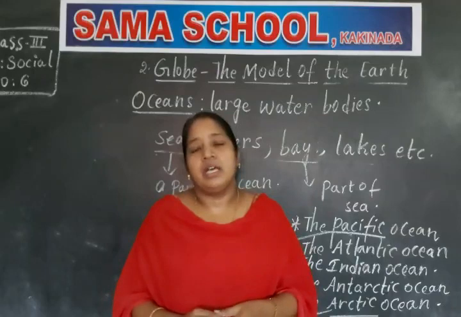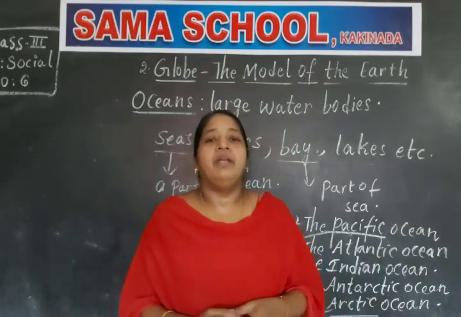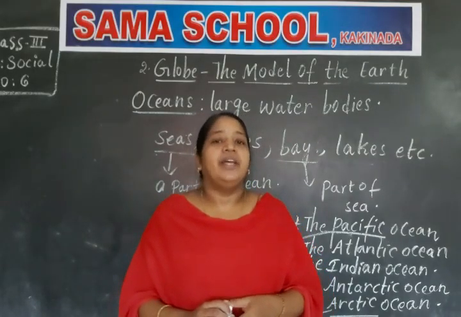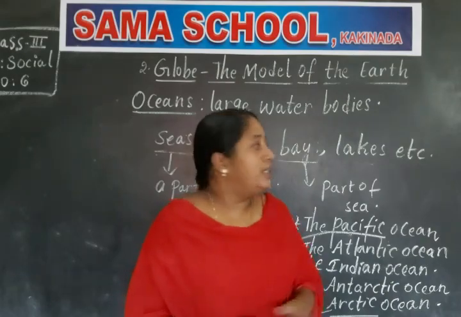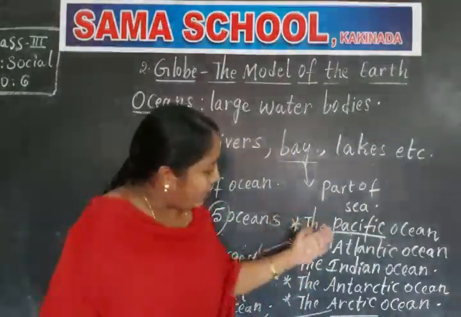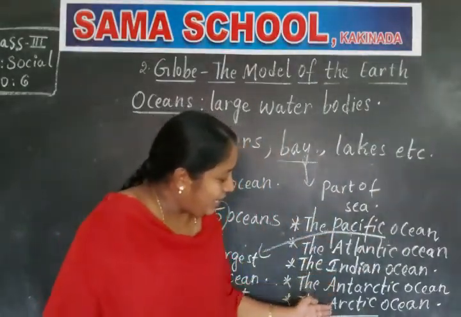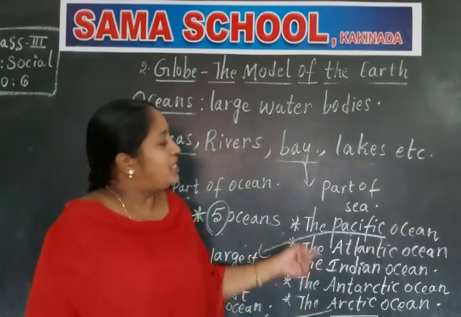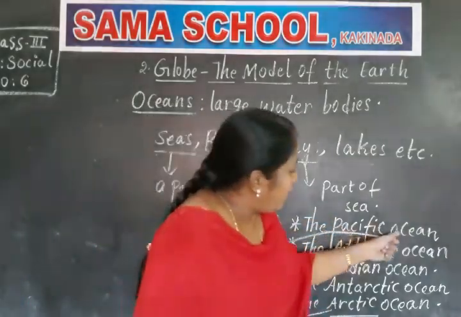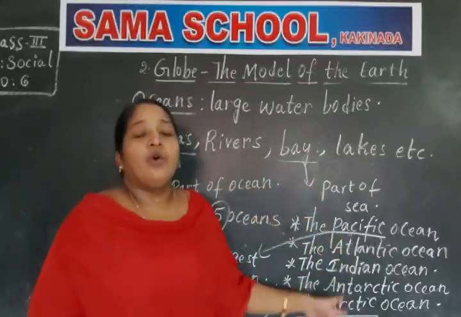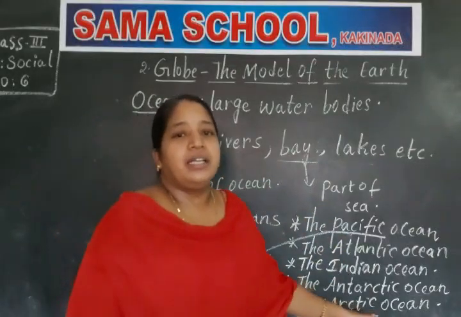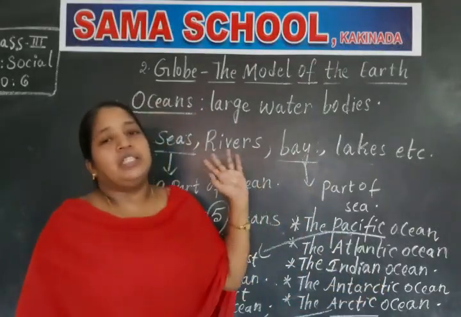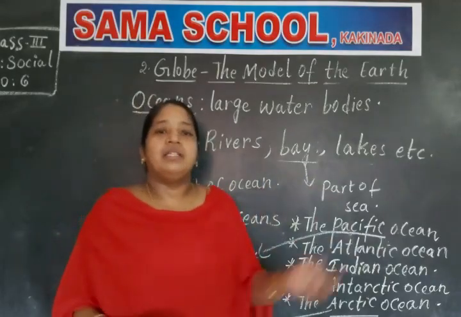And what are oceans? Large water bodies are called oceans. And how many oceans are there on the earth? There are 5 oceans on the earth. And what are the 5 oceans? Pacific, Atlantic, Indian, Antarctic and Arctic Ocean. Which is the largest ocean? Pacific Ocean is the largest ocean. And what is the smallest ocean? Arctic Ocean. Okay. And the next topic we will discuss in the next video.